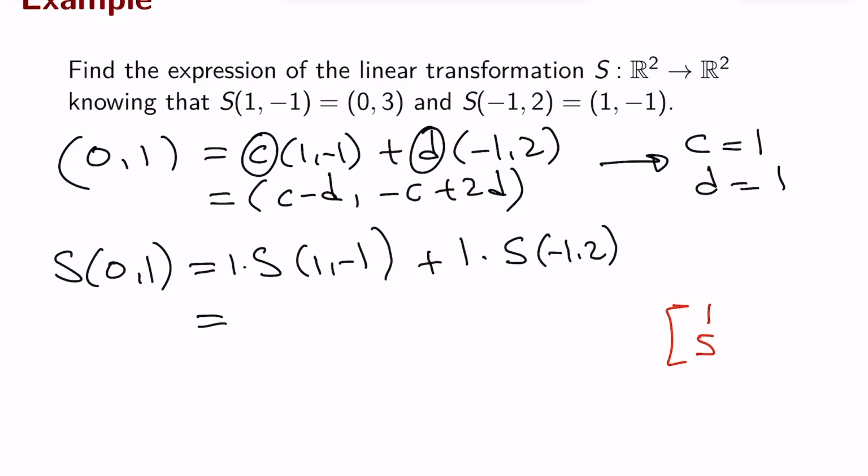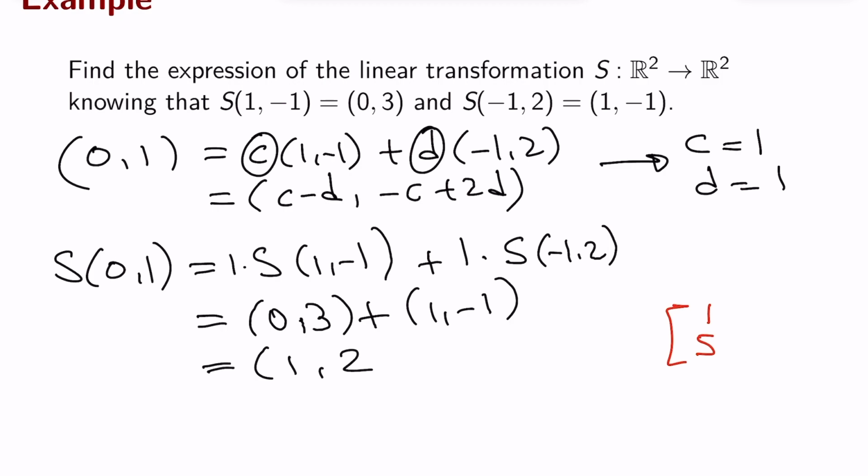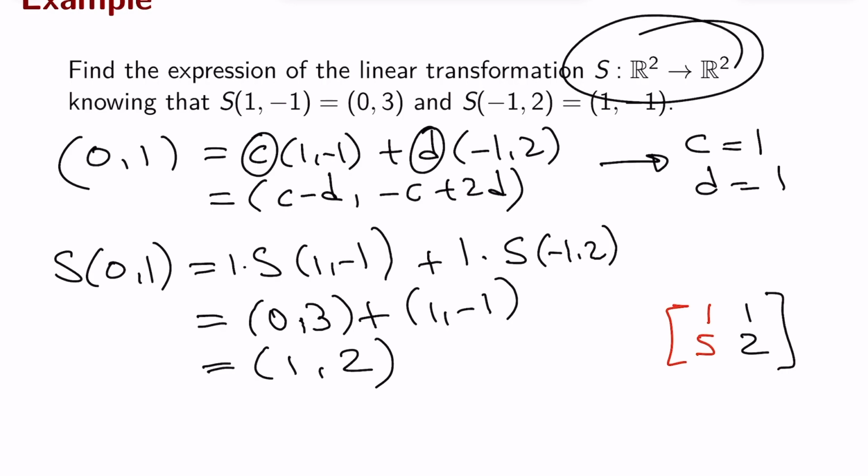And these two are given here, right? So we have these values here. So we can put directly (0, 3) plus (1, -1) in this case. And adding these vectors, we have here that this is (1, 2). And then, by having the result of S of (0, 1), we have the second column of the matrix. And so this is our matrix. Having the matrix, then you can calculate the expression of the transformation, right?